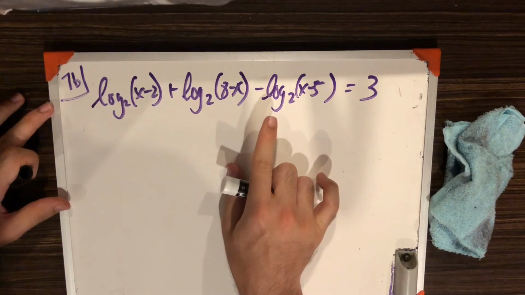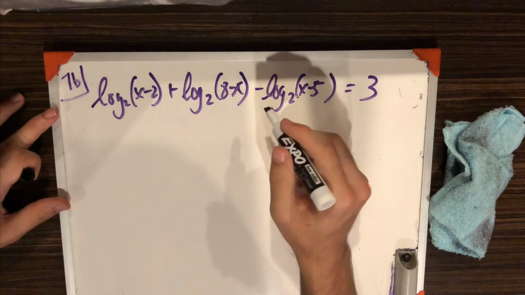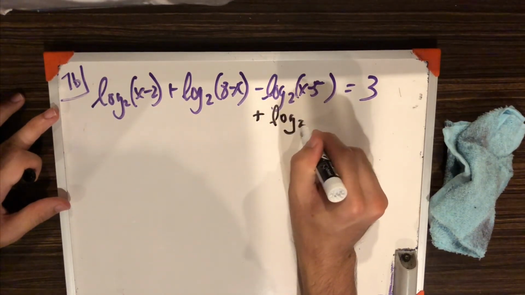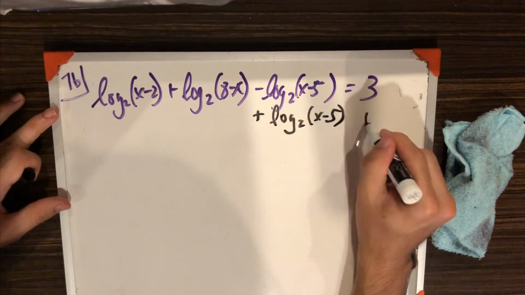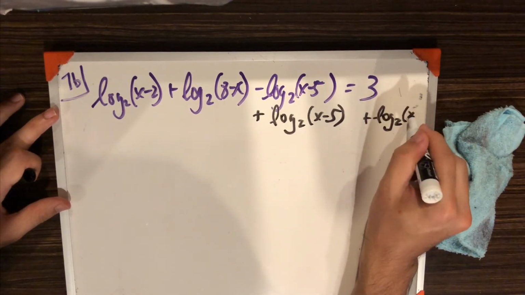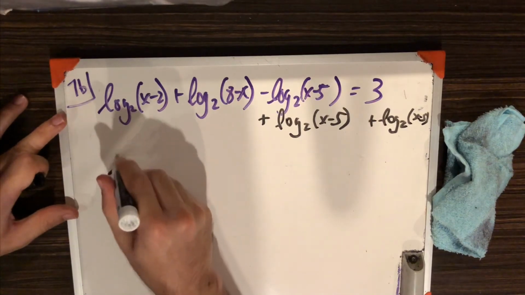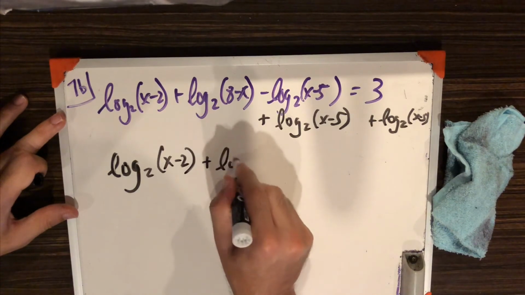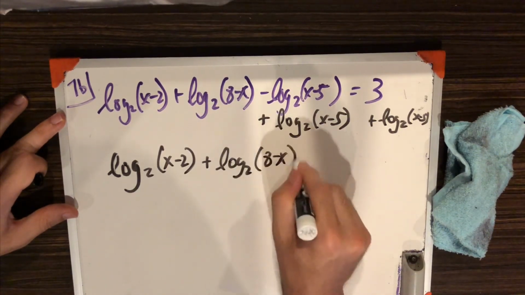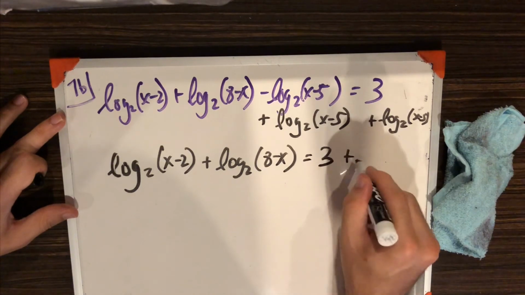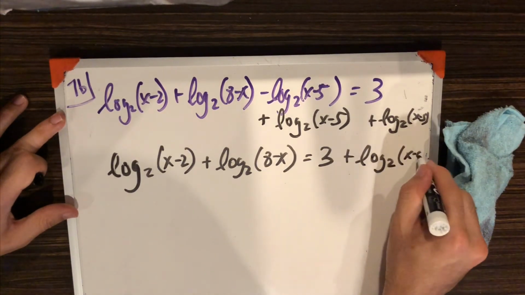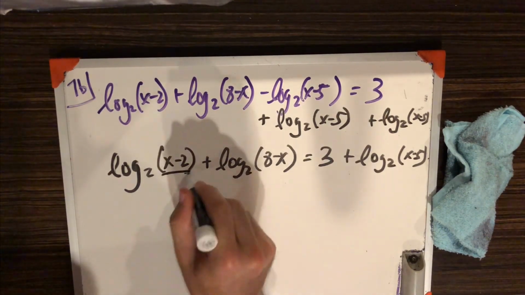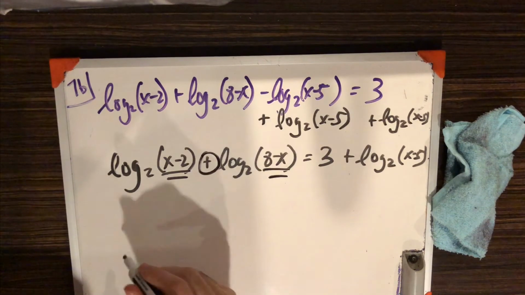So you can do this multiple ways, but rather than dealing with dividing here, I'm going to add this. So log base 2 of x minus 5, I'm going to add it to the other side. So I end up getting log base 2 of x minus 2 plus log base 2 of 8 minus x is equal to 3 plus log base 2 of x minus 5. I can end up adding these, multiplying these, because I can add.